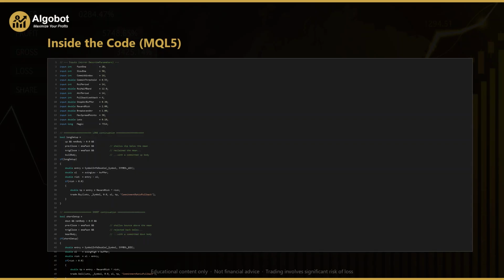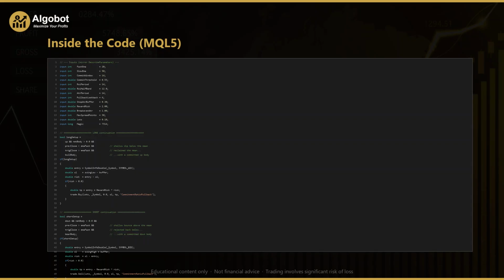Now look at the long block. The Boolean long setup is true only when up is true, meaning the fast EMA is above the slow EMA, and net body is positive, and the prior close was below the fast EMA, and the current close is back above it, and the candle has a bullish up body. When all of those line up, the code reads the ask price as the entry, sets the stop just below the swing low minus the ATR buffer, measures the risk, and places the order with trade.buy. The take profit is the entry plus reward risk times that risk distance.